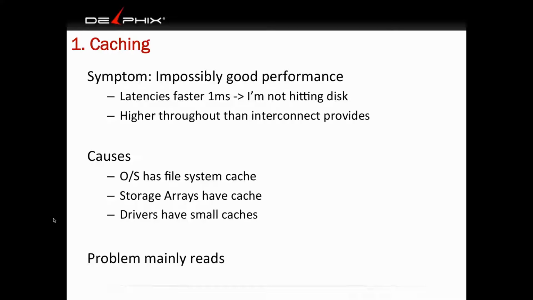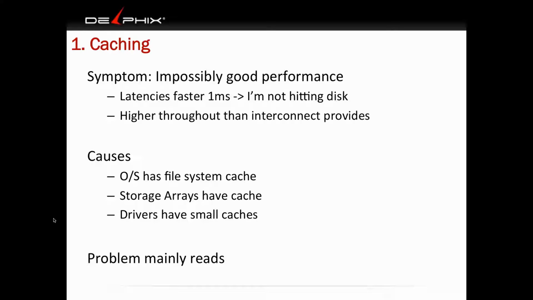Another thing that we see sometimes, we'll get a throughput that's higher than the interconnect. So I mentioned DD. If I do a DD write, it'll just dump it to memory. And if I'm on a 1 gig NIC, I can only support 100 megabytes a second. If my write is doing a gigabyte a second or something, that's not going through the interconnect. It's not going to the disk subsystem.